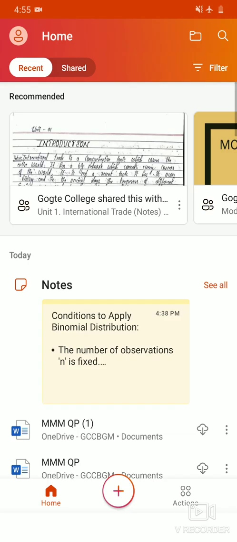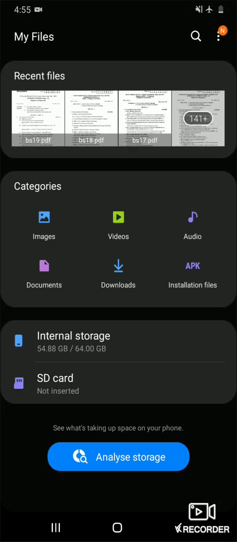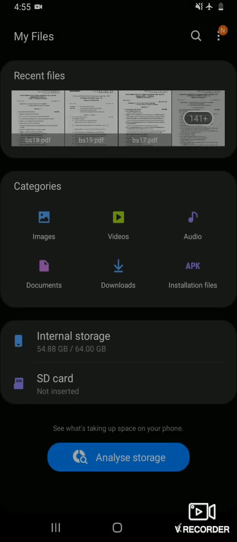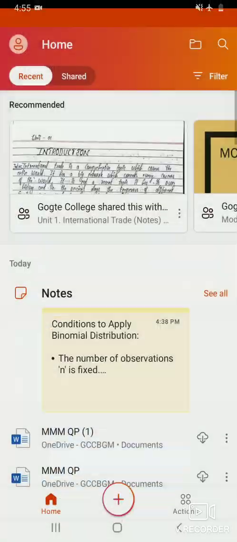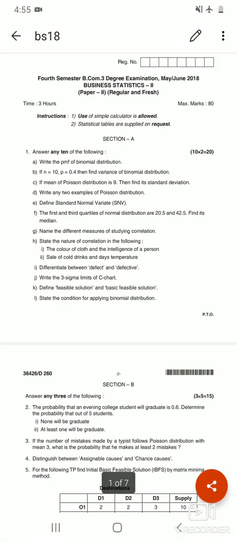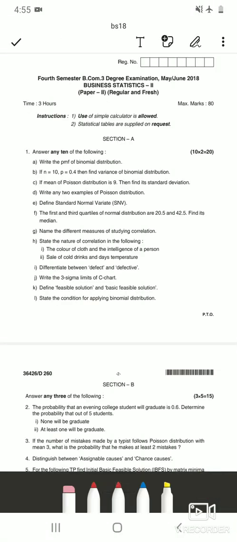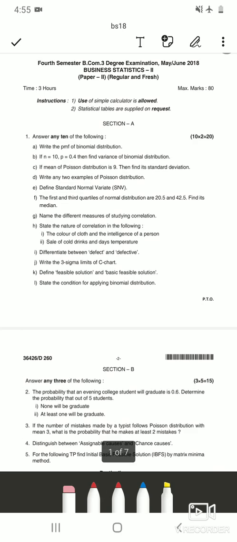So let us quickly see the 2018 question paper. From section E, the first question is: write the PMF of binomial distribution. I hope by now you know what the PMF of binomial distribution is. The next question: N is given, P is given, and they have asked to find out the variance of binomial distribution. So variance is NPQ; find out Q, it is 0.6, then multiply N, P and Q.